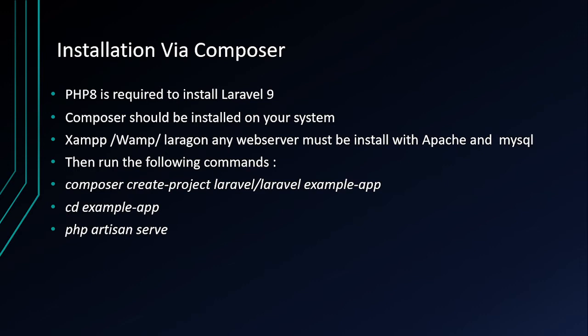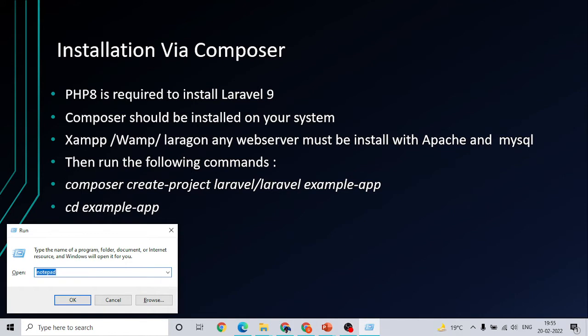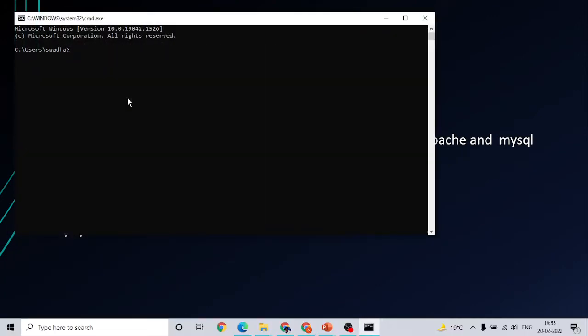To install Composer, you can simply go to the Composer website and install it. The main thing is how to check whether Composer is installed on your system or not. So I'm going to start my terminal by just typing cmd, and to check whether your system has Composer installed or not, simply type composer and hit enter.